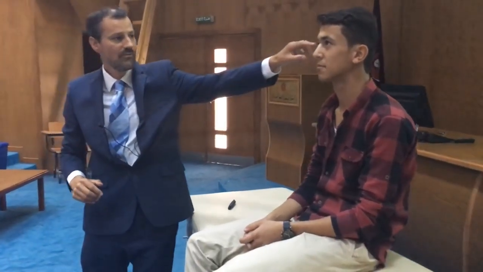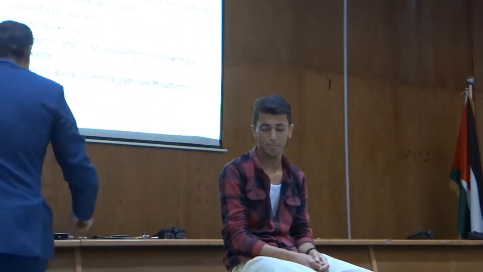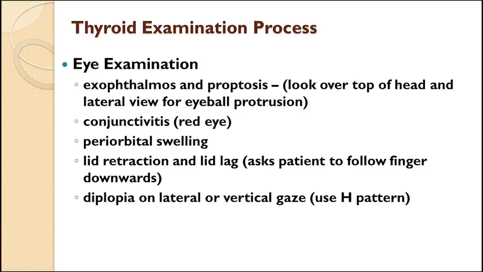When I'm looking at the eye, I'm also looking at the conjunctiva. Is there any redness, any conjunctivitis? Then I'm also looking for periorbital swelling, around the orbit, all the way around the eye. And then I may test for double vision, diplopia. How do you test for double vision? Okay, yeah. With your fingers, fine. I actually have a red spot as well. And you're going to usually ask them to follow the English letter H distribution.